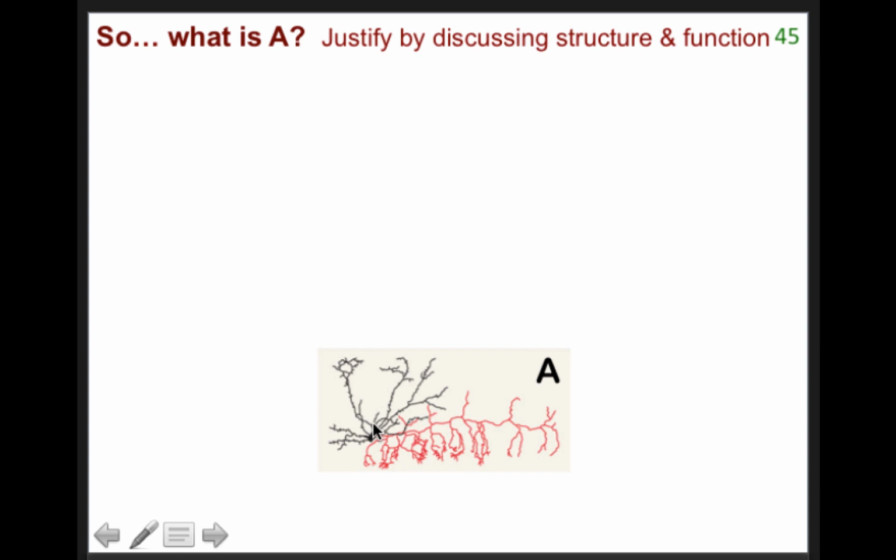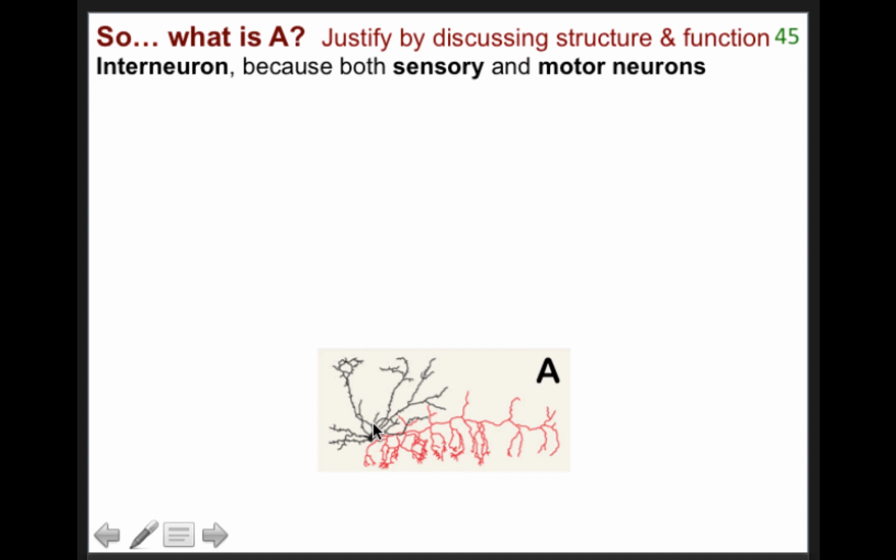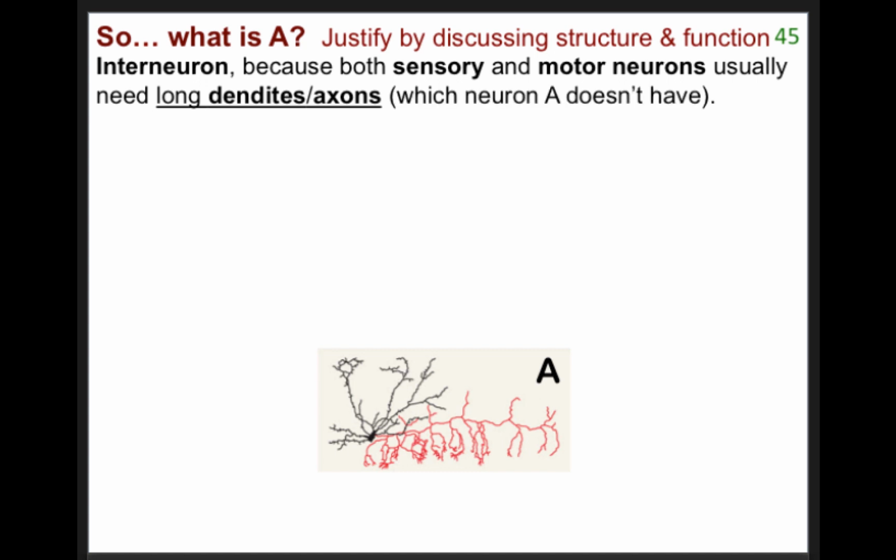Okay, and welcome back. So I would say that this is an interneuron, right? Because if you think about it, sensory and motor neurons both need to have long dendrites and axons, right? Because if you're sending a signal from your fingertip to your brain, that needs a long dendrite or axon. If you're then sending a signal from your brain back to your finger to move it out of the way, that needs another long dendrite or axon as well. So for this example neuron here, we don't have either, right? We don't have a long dendrite or axon, so it shouldn't be a motor neuron or a sensory neuron.